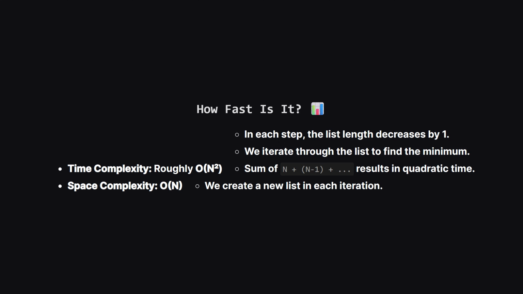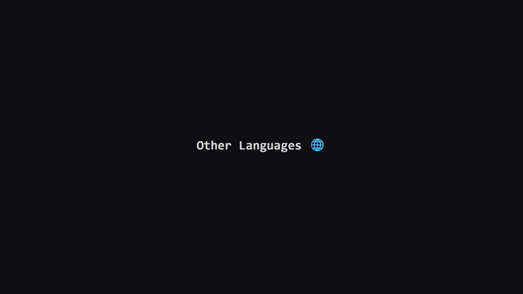For the space complexity, since we are creating a new list during each step to keep things clean, we use big O of n space. Since this is an easy version of the problem, this quadratic approach is perfectly acceptable. Alright, that covers the main solution in Python.